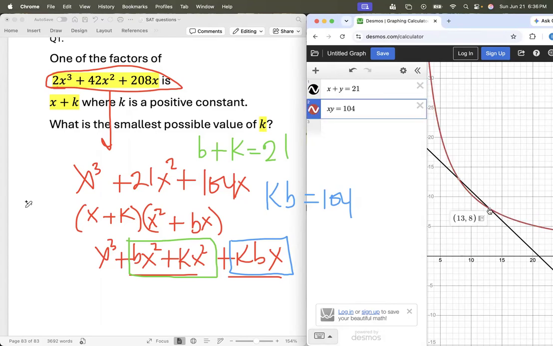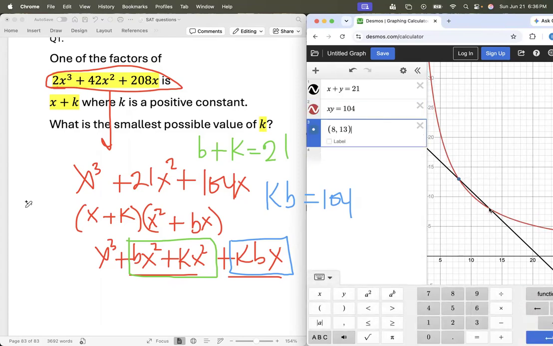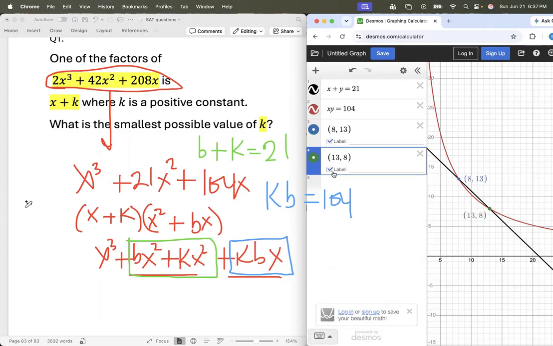Look at this point, 13, 8. You see, they are all positive numbers, and this one is 8, 13. This is why I like this method. You don't even have to worry about the negative and positive converting it. So simplifying and putting in DESMOS gives you leverage, and therefore you can see the answer right away. So here I'm going to label them, and I'm going to label this one too. So there are 2 possibilities. Either k is 8 or k is 13. It does not matter. We don't need to worry about it.